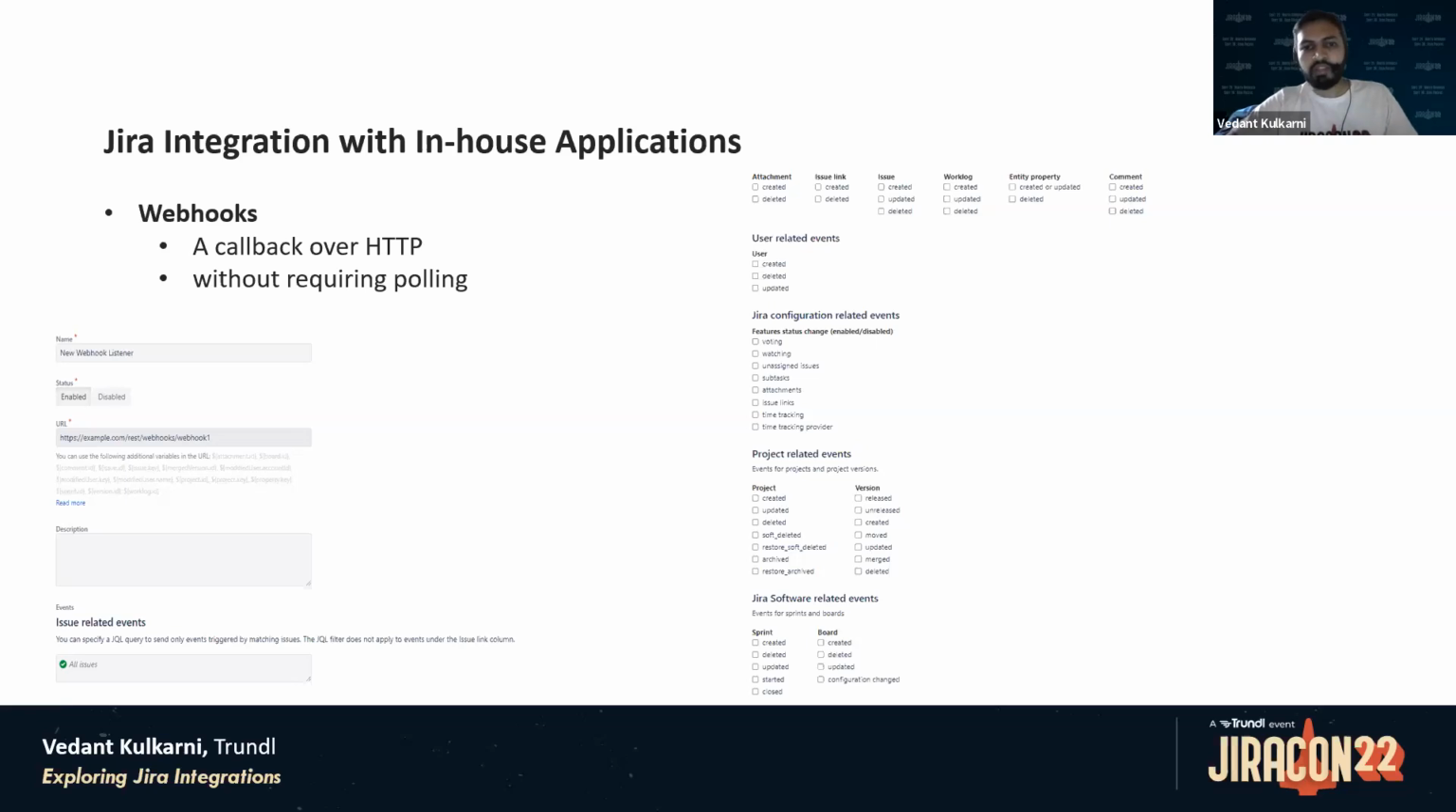Whatever events happen in Jira will get notified to the other end of the application. Jira will pass over the data through HTTP, to whatever URL you have set in the webhook, and it will notify your inbuilt application. So you can achieve this level of integration using the native functionality of Jira, that is webhook.